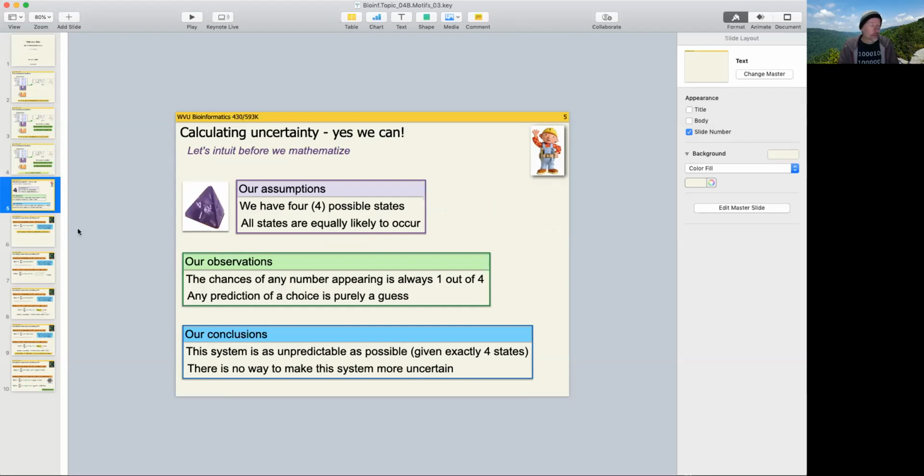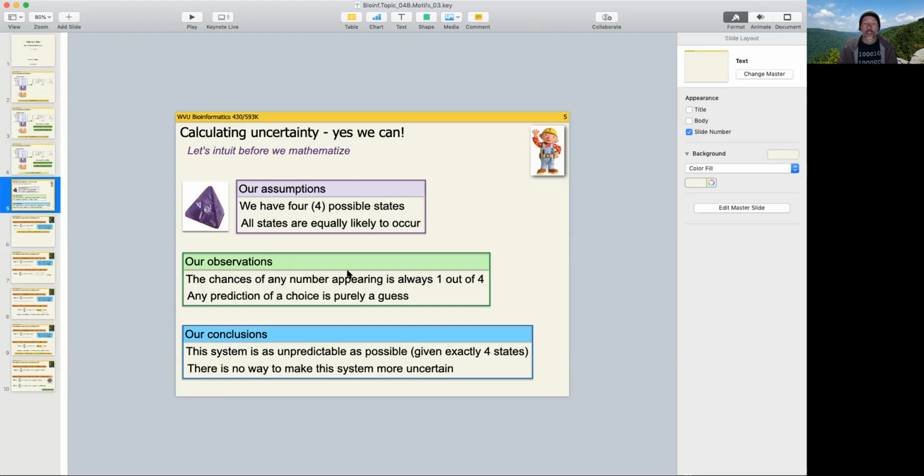So in this slide, I have summarized a somewhat human-centered approach to thinking about uncertainty. Let's start with our simple system of 4 possible states. You can think of it as the 4 bases in a DNA strand, or if you're a D&D aficionado, as a 4-sided die roll. So we have 4 possible states as assumption number 1. And assumption number 2 is that all states are equally likely to occur. Based on these assumptions, we can make several observations.